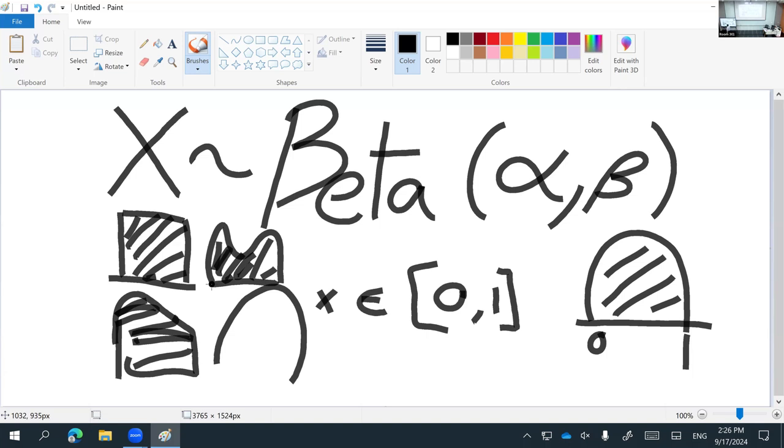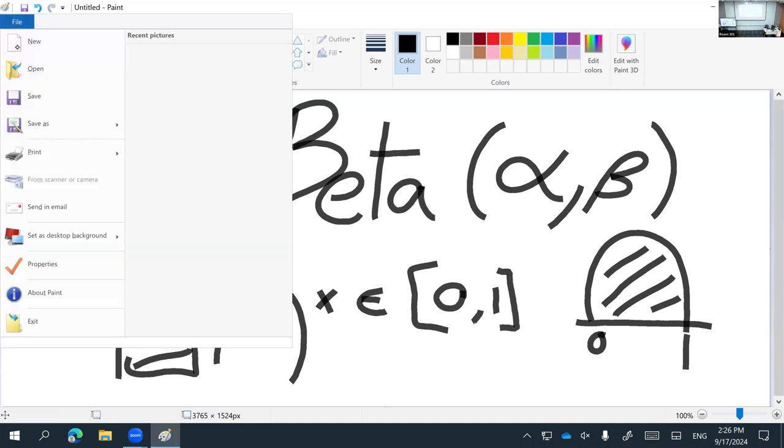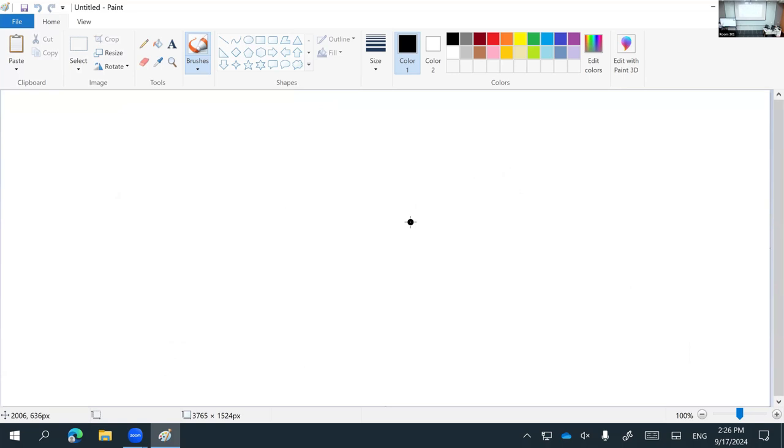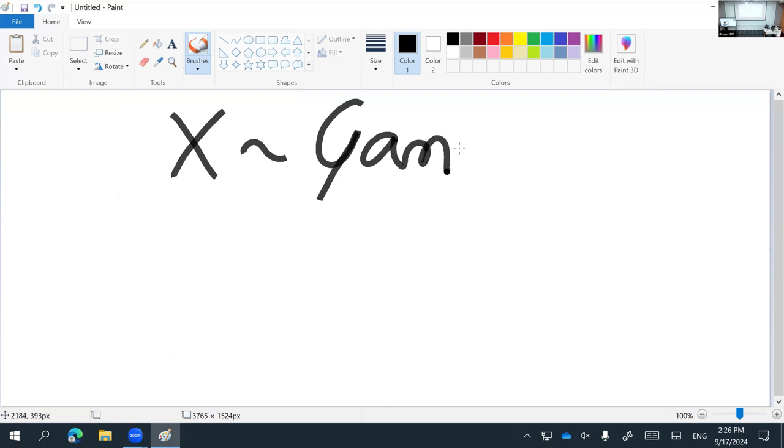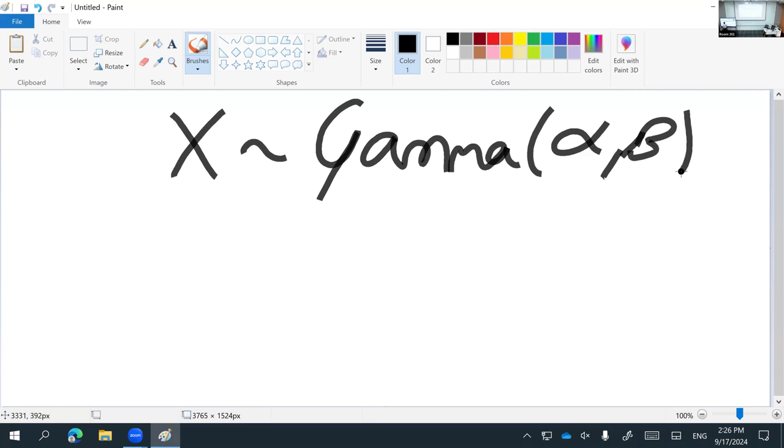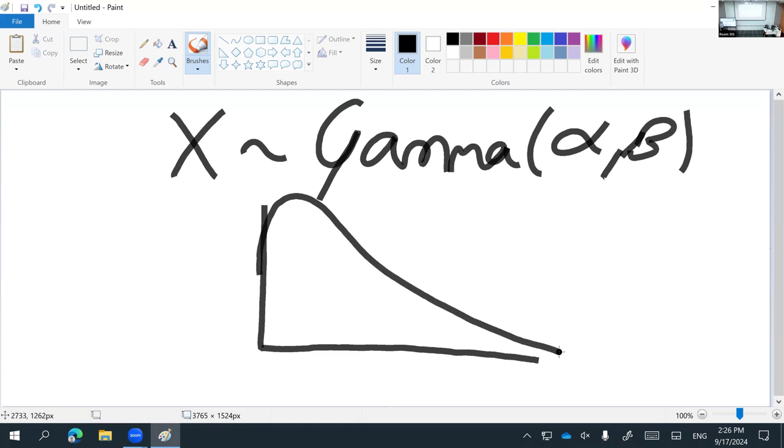So now, the fourth one. X is gamma. Gamma also has 2 parameters, so I'm going to call it alpha and beta. And gamma looks like this. So basically, gamma has a support of 0 and up. Gamma. Now, this is where I can give you another one, which is also useful.